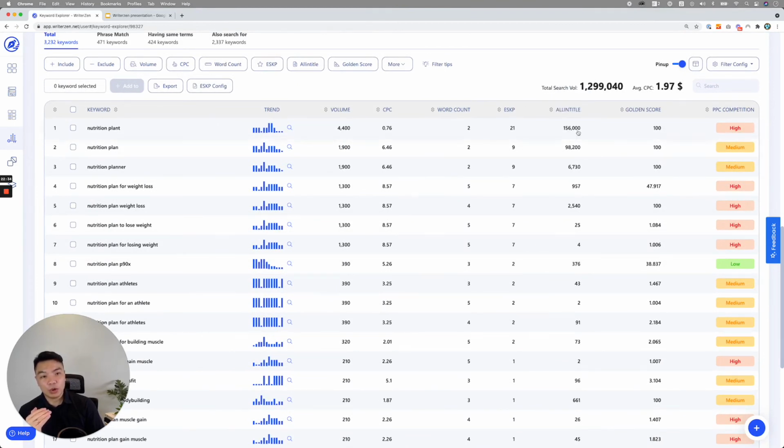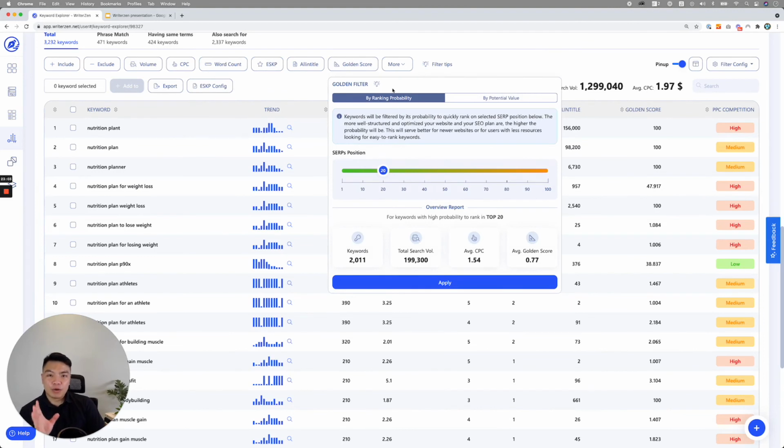We show you the Allintitle data and the search volume here, and we developed our own scoring algorithm. It's called golden score. And the reason why we had to build golden score is we have to bring all of these dimensions into one single scoring system to show you that there are different kinds of keywords, and this keyword could have very good potential, even though it has high Allintitle, right? So let's go right into it.